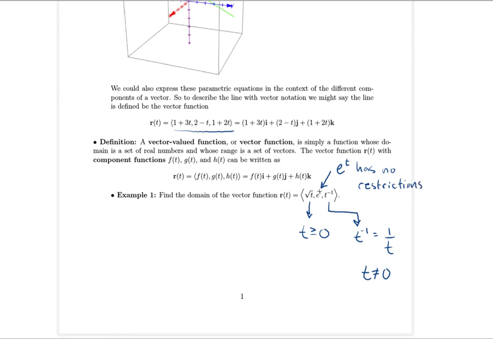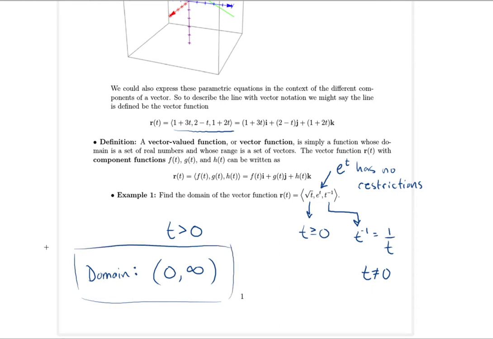Now, even though these are 3 different functions for x, for y, and for z, we have to put all of this information together. So while it might be okay to put a 0 here, it wouldn't be okay to put a 0 in for t in the z component. And so we basically combine all of these and say, well, t's got to be greater than or equal to 0, but it also then can't be equal to 0. So that means our domain is t is greater than 0, or 0 to infinity non-inclusive. So these vector valued functions have domains just like functions of a single variable do.